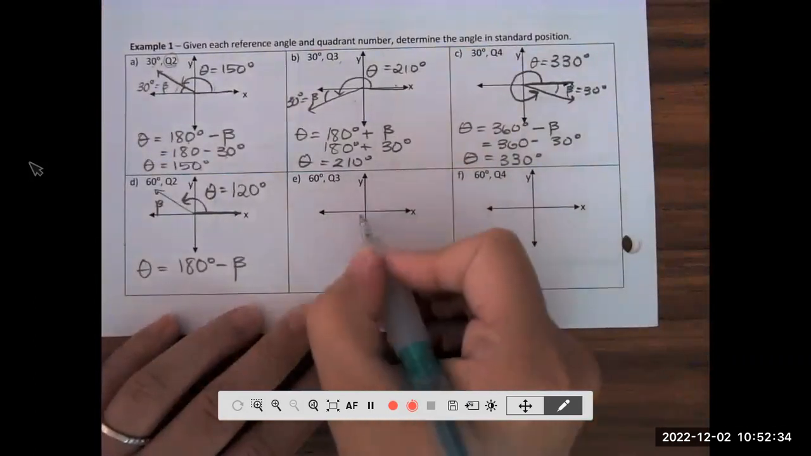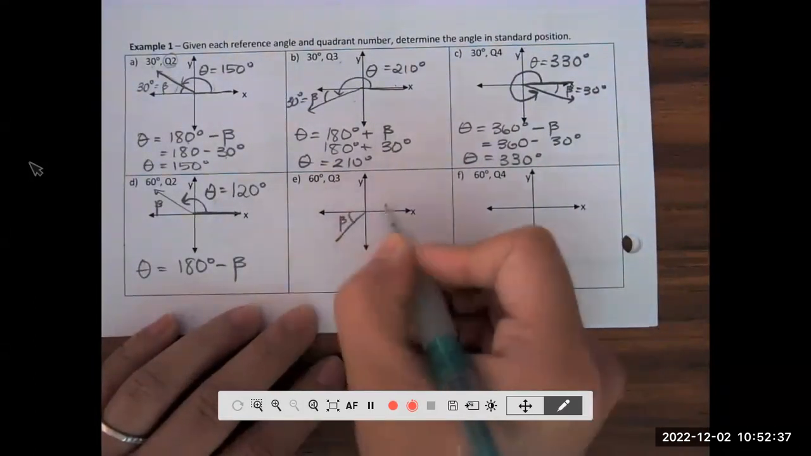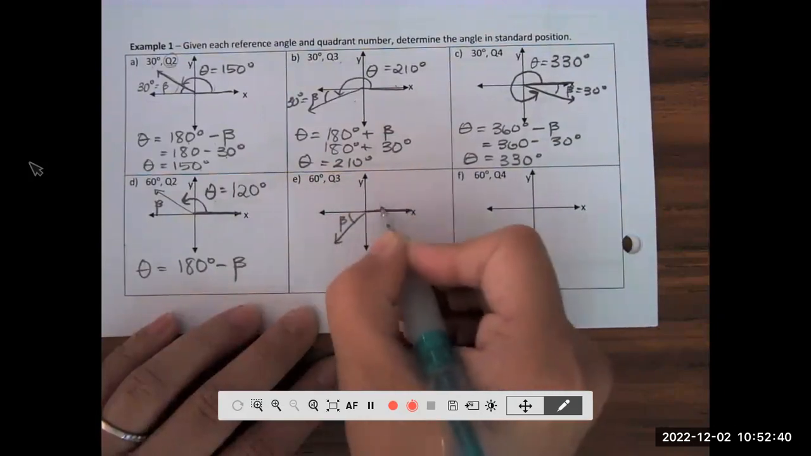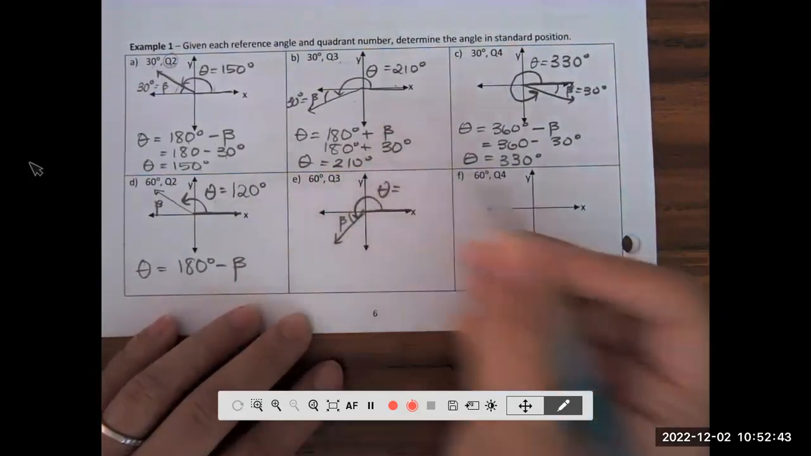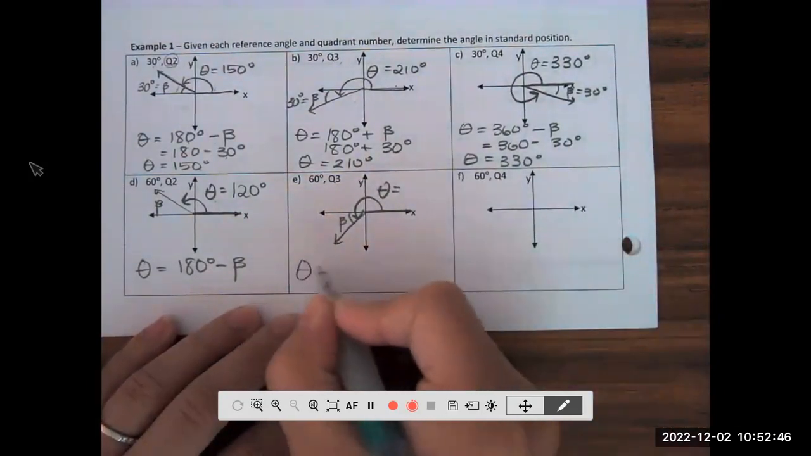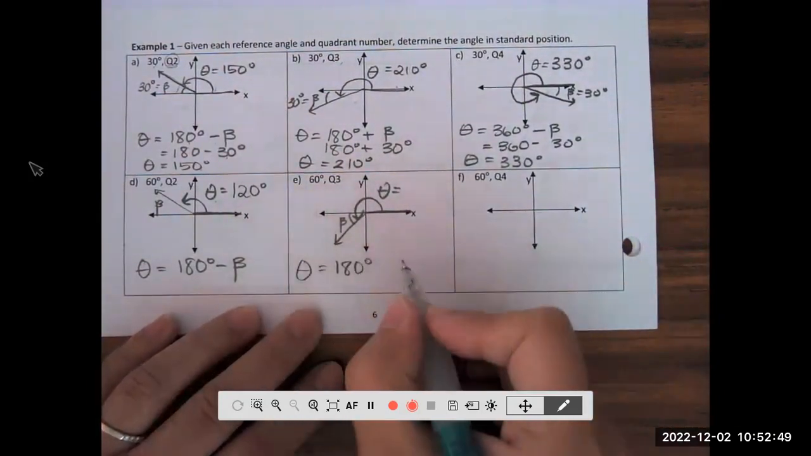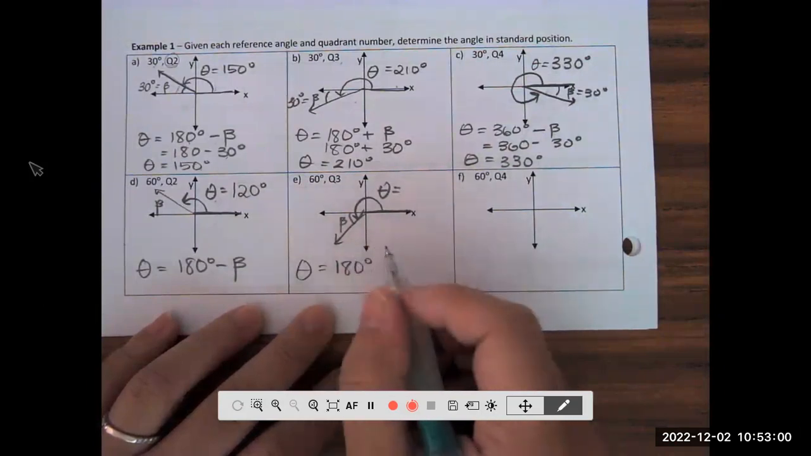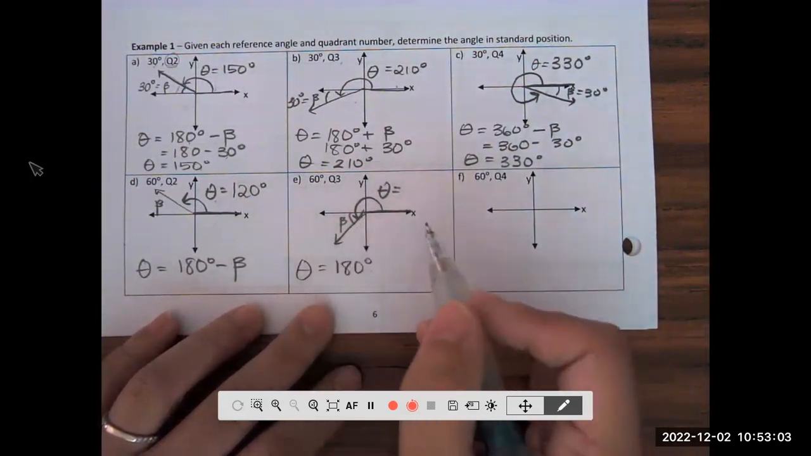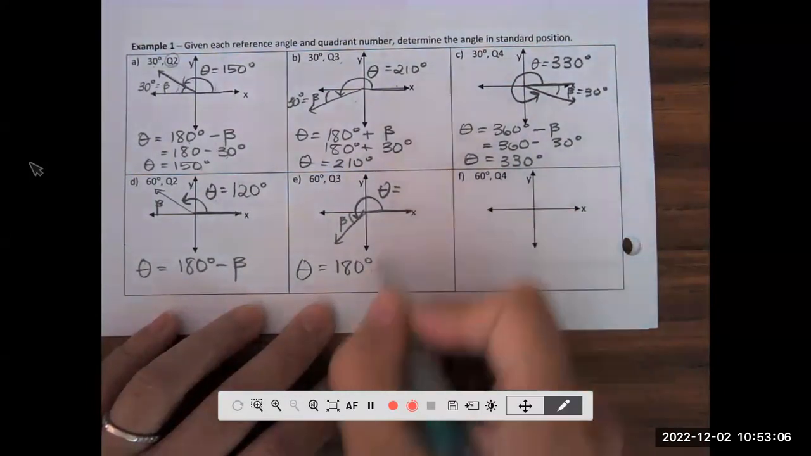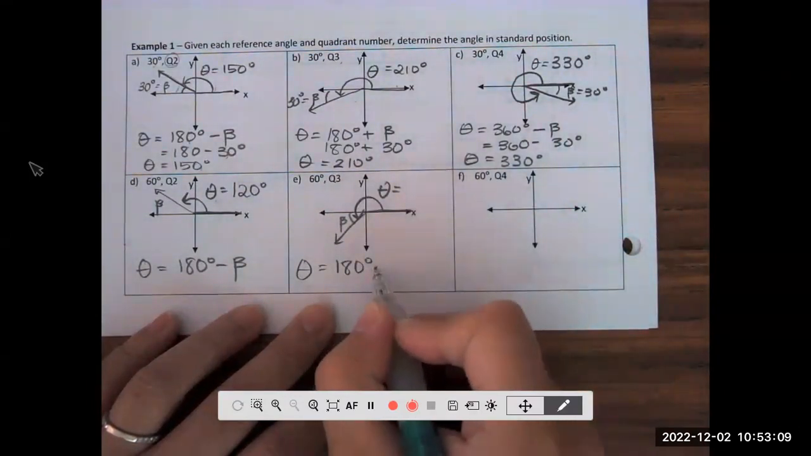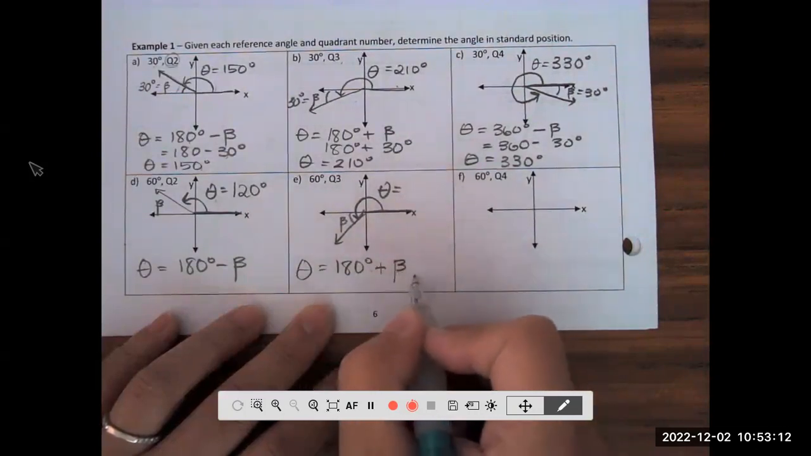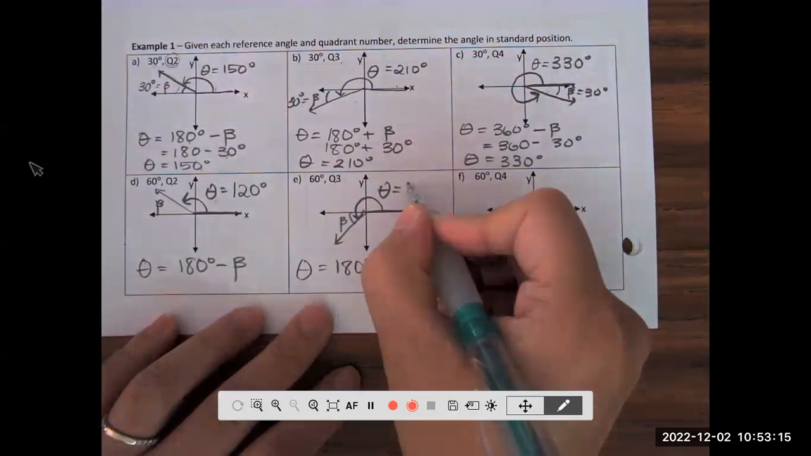Okay, quadrant number 3. This is our beta, which is 60 degrees. Here is my theta. And let's have Umar, what did you get for theta? No? Okay. Uzair, what did you get? You haven't done it yet? Nuha, tell me what you did. Did you add or subtract beta? Good. And so you're going to add 60 to 180. And what did you get, Nuha?